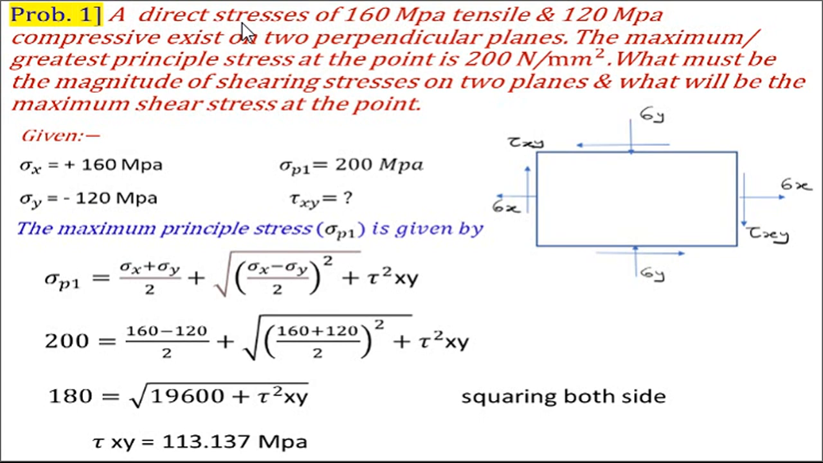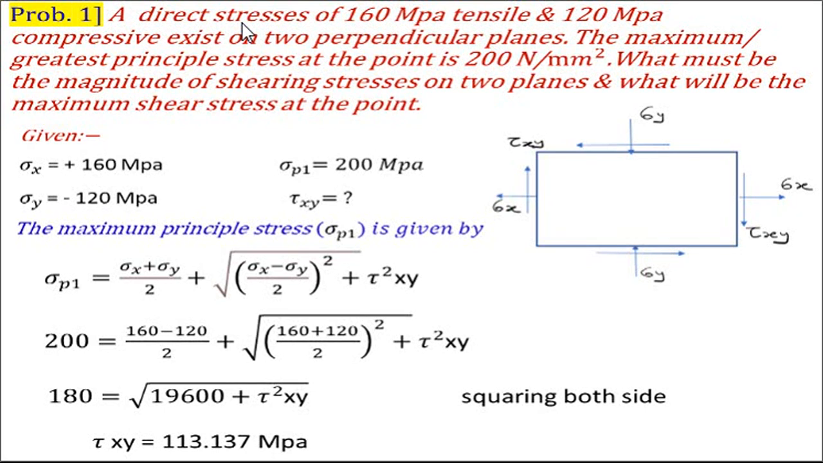So in the problem they ask us to determine the magnitude of the shear stress, and also the maximum shear stress at that point, tau max. So first of all, write the given data. Sigma x value you can see in the figure. If the figure is not given, then from the description of the problem you can draw the figure for your understanding, which will be helpful for solving the problem.